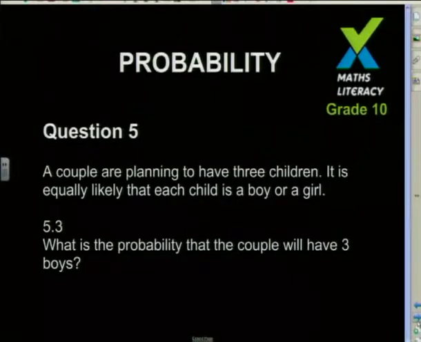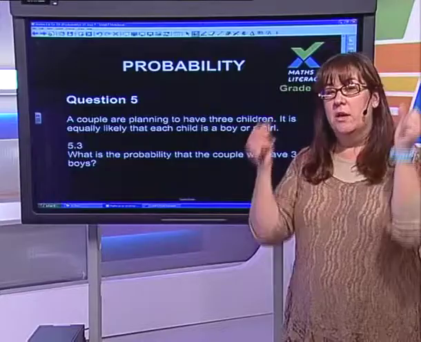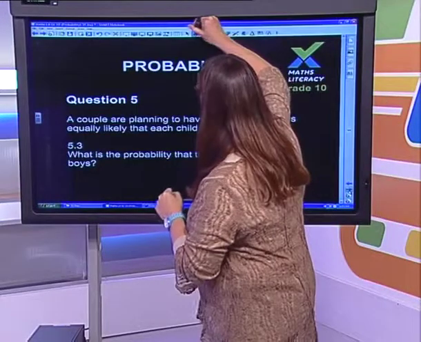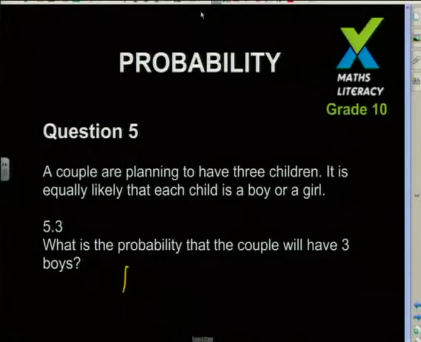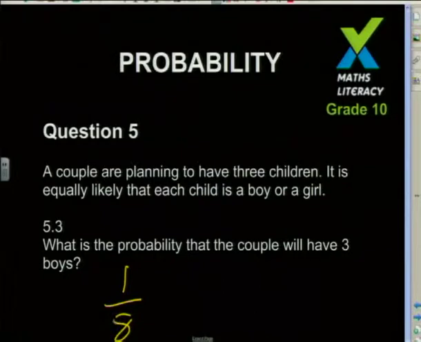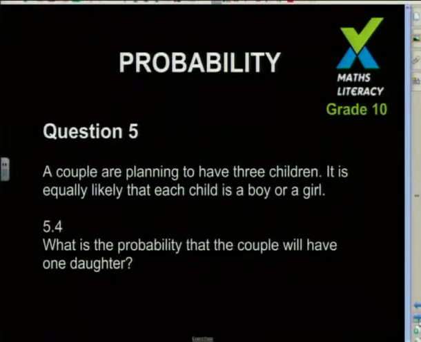What is the probability that the couple will have 3 boys? Well, if you remember correctly, there was only one possibility of having 3 boys. That was the first one that we drew. And there were a total of 8 outcomes. Favorable outcomes was 1. So it became 1 out of 8. And the next question says, what is the probability that the couple will have 1 daughter?